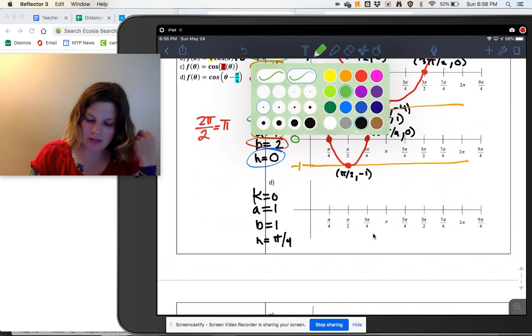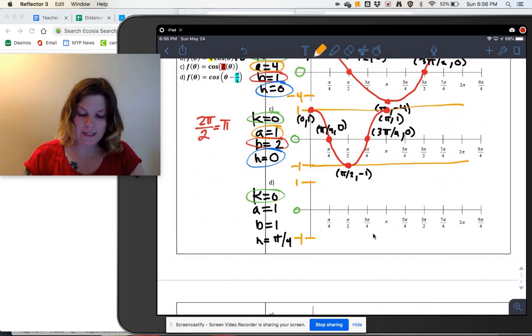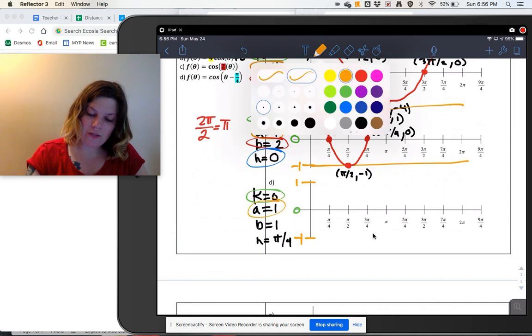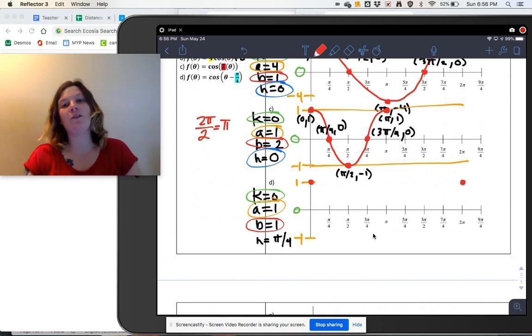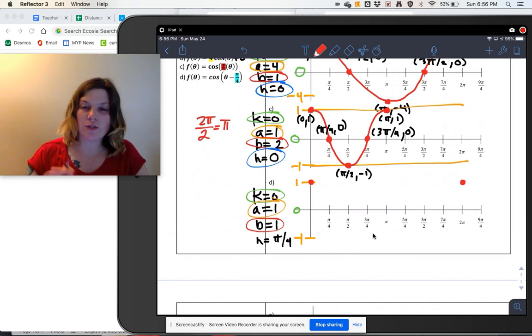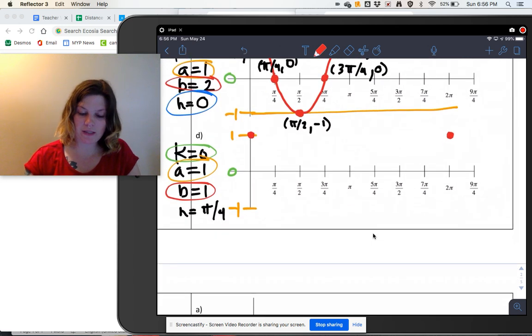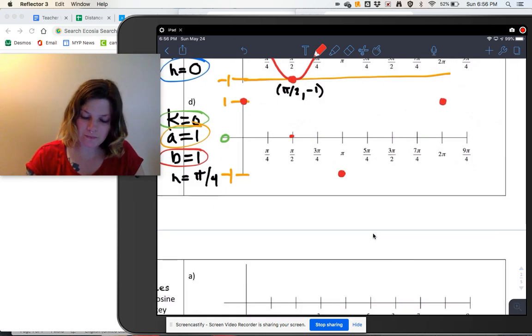We got a K value of 0, so that means that's 0. We have an A value of 1, so that means it goes up 1 and down 1 from that middle line. And then B value is neutral again, so that means we're starting there and ending here. And now we need to look at our H value. So I'm going to put in all the points just as I would if we had 0 for H. Like that, everything we're used to.